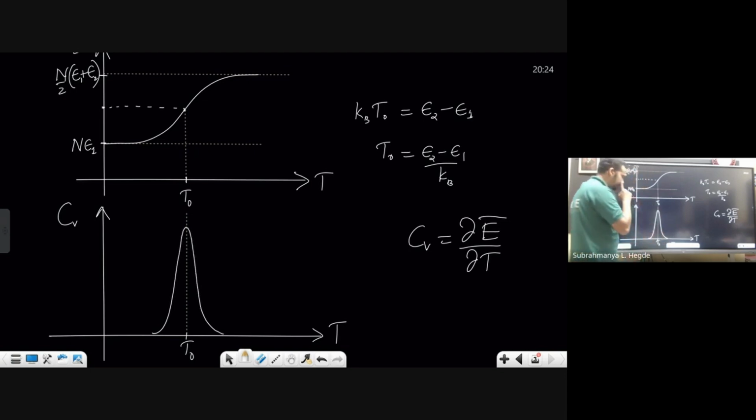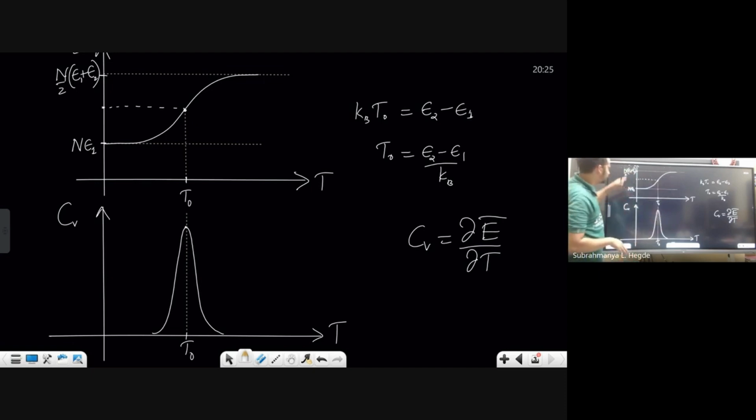Don't make it symmetric. Somehow make it asymmetric. Okay, you draw like that. And at this point, your second derivative of energy is zero. It means derivative of specific heat is zero at that point. Look at here. Slope is zero. Slope is slowly increasing. Slope is having highest value. Then again, slope started decreasing to zero.